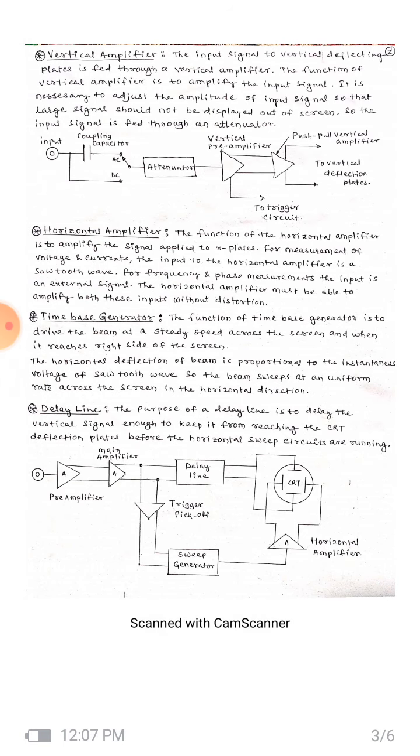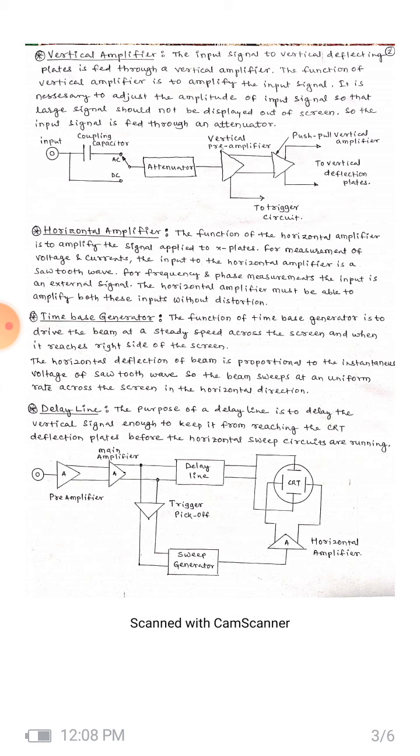And next we are going to see the vertical amplifier. We are going to learn in detail regarding the vertical amplifier, horizontal amplifier, time base generator, and a delay line here. So vertical amplifier: the input signal to vertical deflection plates is fed through the vertical amplifier, as we have seen in the diagram. The function of this vertical amplifier is to amplify the input signal. The input voltage to be measured is given to the vertical amplifier.